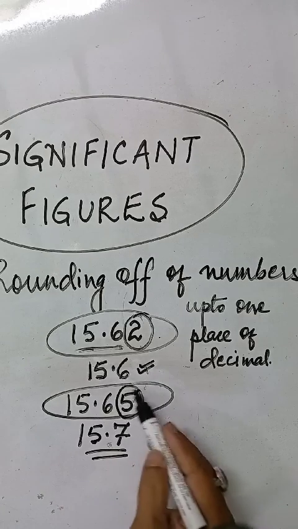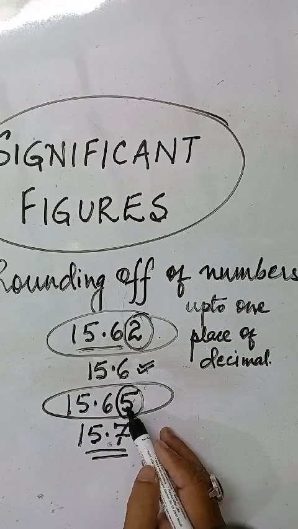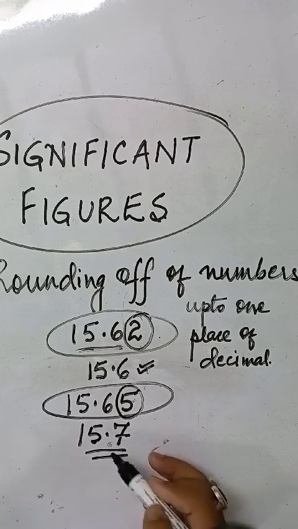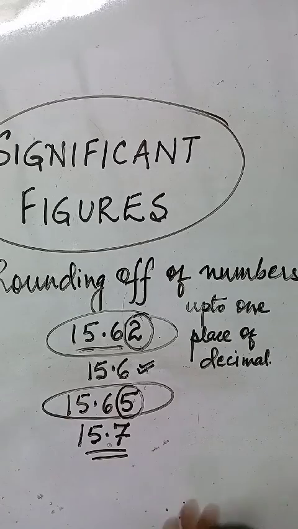Why? Because the extra digit beyond the first decimal digit, the extra digit that we have over here, is 5 or greater than 5. So this number has to be increased by 1. This is something that you already know.